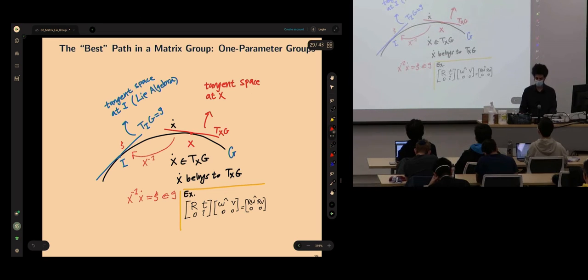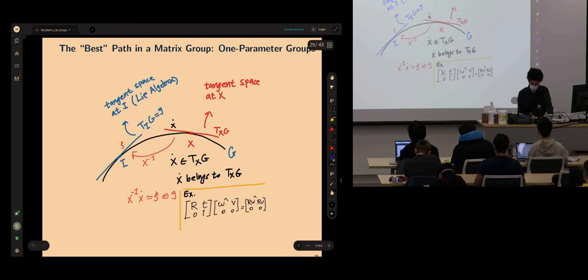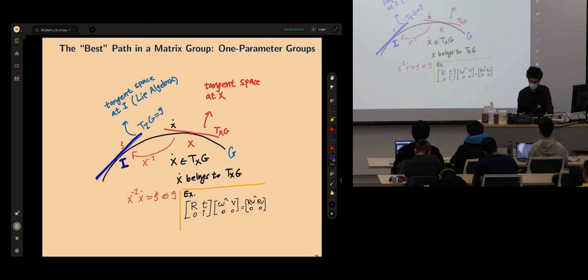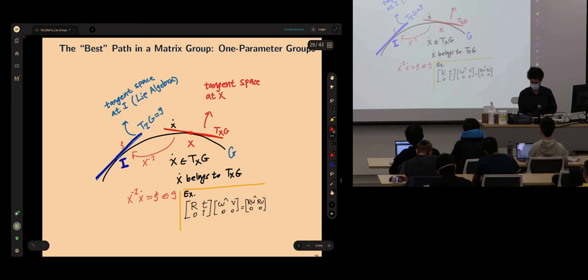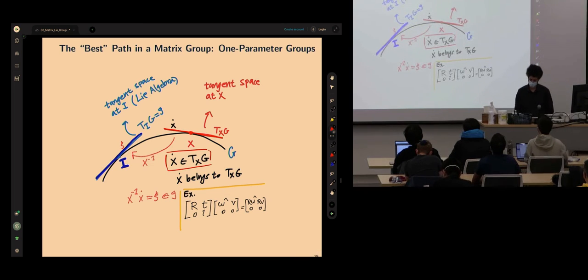A conceptual way to think about that is like this. If you are at the identity, which I'm showing here by I, you have one tangent space. Then imagine you're at a different point, this x. We can, of course, talk about the tangent space at the other point. If you take the derivative of any path that goes through x, x dot will be in the tangent space of the group at that point. So it belongs to that tangent space.